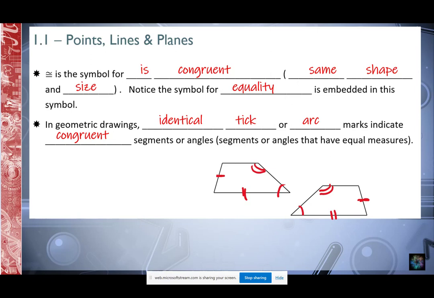They do not have to be in 2 different figures. They could be in the exact same one. If you think about a square, all the sides are the same. So we would have 4 single tick marks on a square.